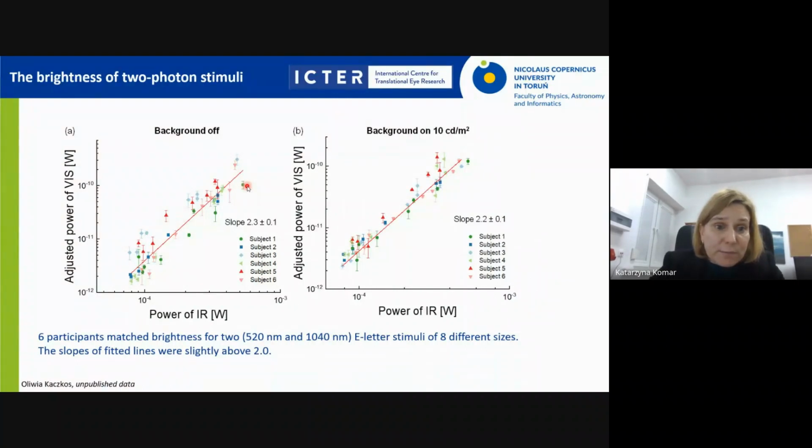A similar experiment was performed with these 2 beams, but with different stimuli. We projected letters of different sizes onto the human retina, also at the same time, and asked them to make the same matching with background off and background on. The background was white in this case. And here we found that the mean slope was even a little bit higher than 2.